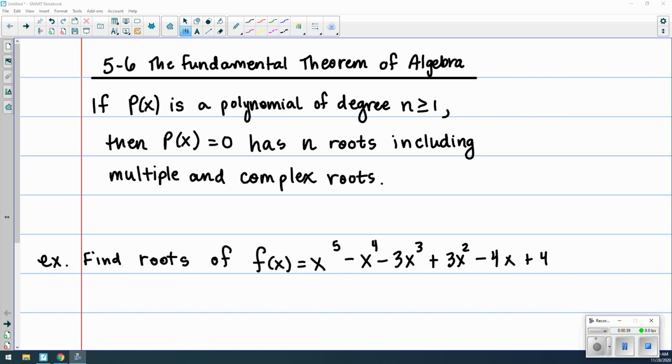And then we're going to take a look at an example here. Let's find the roots of f of x. So why don't you go ahead and pause the video and finish copying down the fundamental theorem of algebra and the examples, and then we'll dive right in.